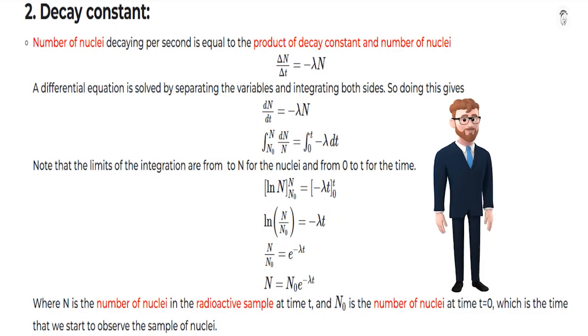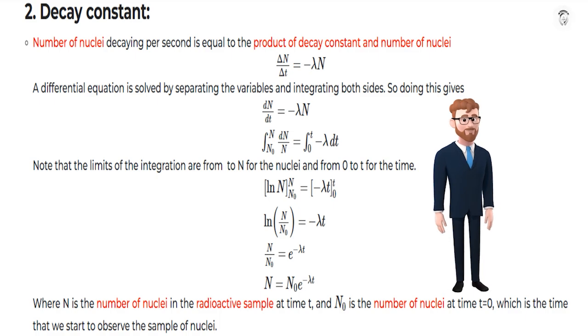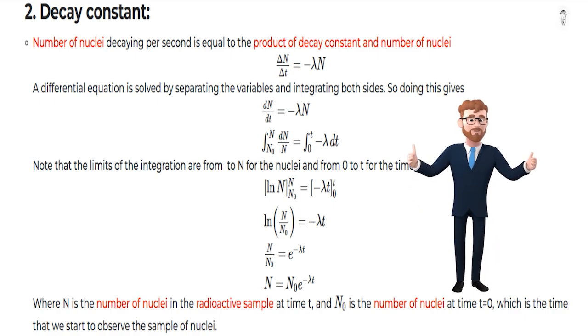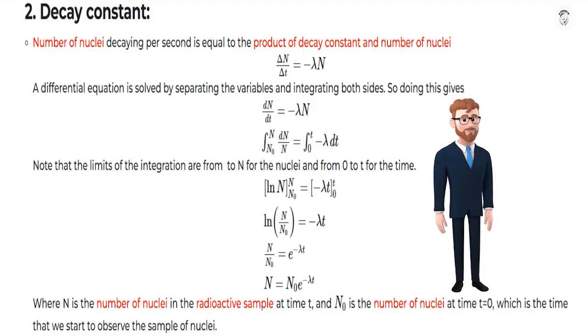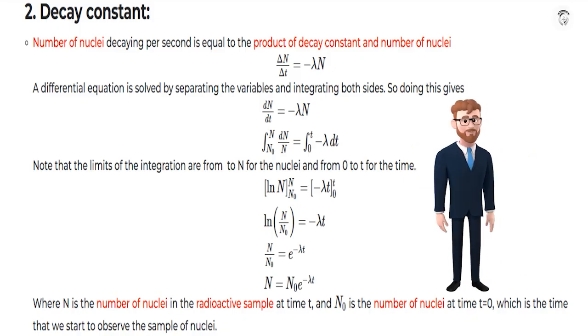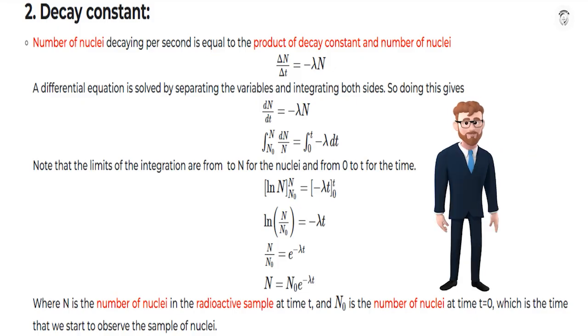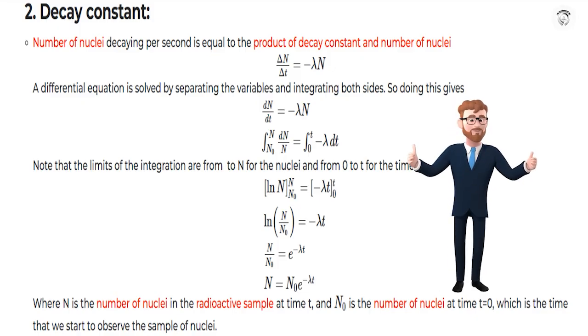The decay constant can also be used to give us some other equations. You know that the number of nuclei decaying per second is equal to the product of the decay constant times the number of nuclei. So this equation can be solved by separating the variables and integrating on both sides. The limits of integration are from N0 to N for the nuclei and from 0 to t for the time. So we end up with our final equation, N equals N naught times e to the minus decay constant times t.